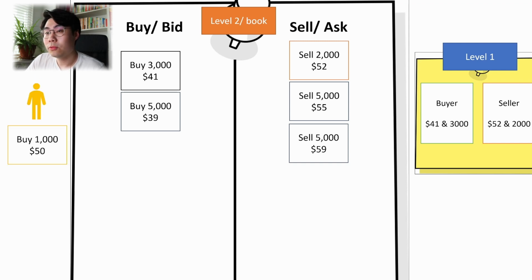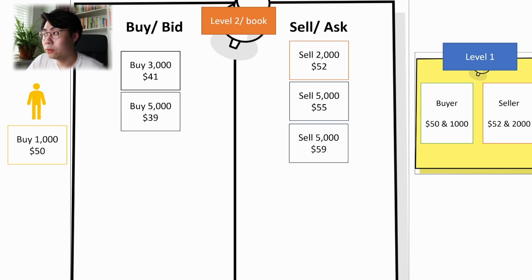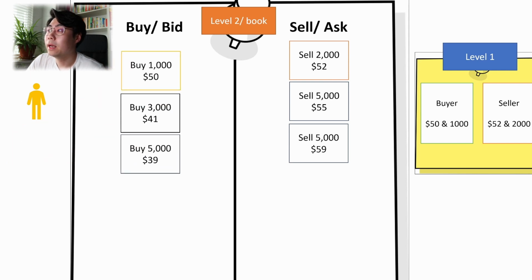All right, so person 4 doesn't want to do anything, but now person 5 comes in and he wants to buy 1,000 shares at $50. So this is the buy order. It will go to the buy column. Where does this go? So this goes on top because it takes higher priority because of the pricing, right? So great. Because of that, we also see that level 1 will change to $50, right? Over here, instead of previously it was $41 for 3,000 shares.